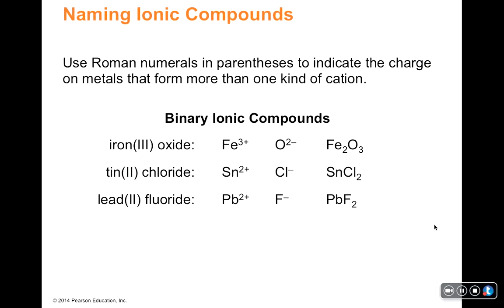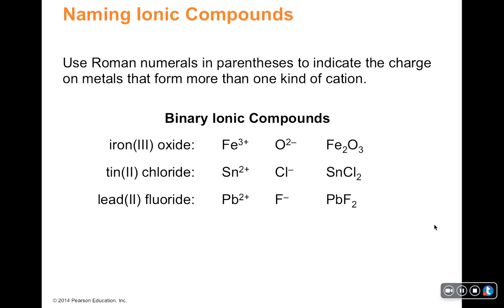Look at the other two names. So tin 2 chloride. Again, the 2 in parentheses tells you the +2 charge on tin in that compound. The third one, lead 2 fluoride. Again, lead tells you that it has a +2 charge in that compound. If we go and look at the formulas written here, so tin 2 chloride, so we've got tin with a +2 charge. Chlorine, we look at its group number, it's in group 7, so it has a -1 charge. We swap the charges there, we get SnCl2.